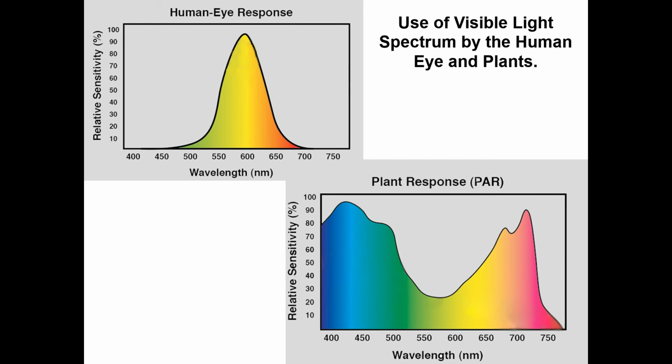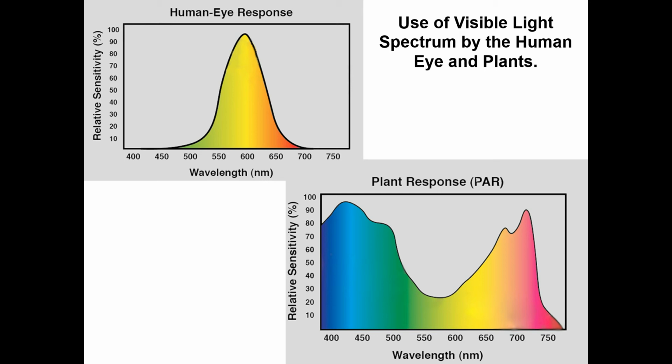Think about the visible light spectrum that we ourselves use, that our eyes use. You're looking at the sensitivity of the human eye to particular wavelengths of light, and comparing that to the visible light spectrum which plants utilize for photosynthesis. Notice that plants use a much larger proportion of the visible light spectrum than we do. Well, why is that the case? What component or structure is responsible for detecting or responding to visible light?